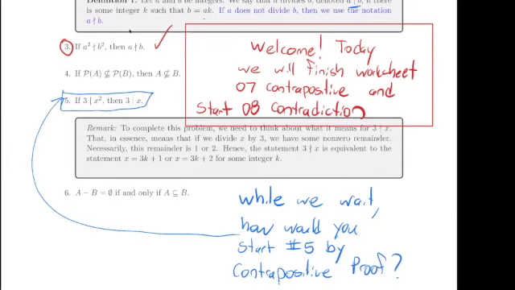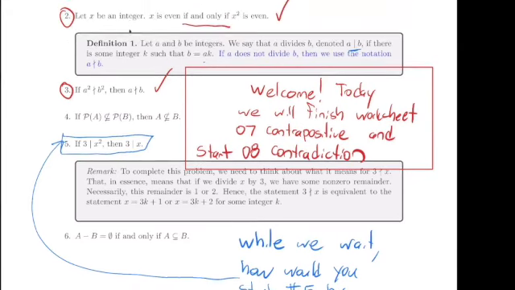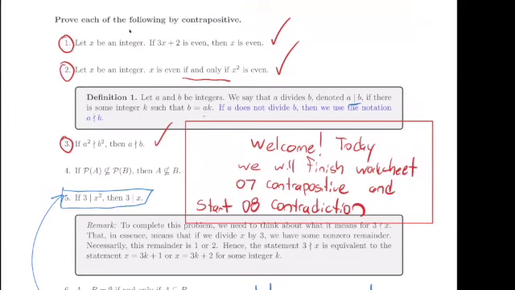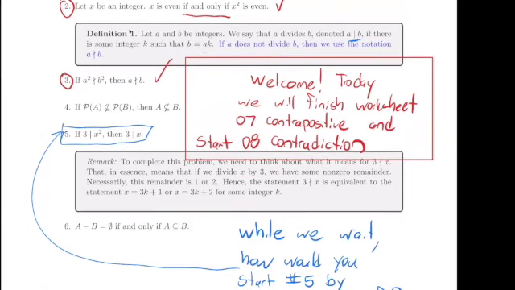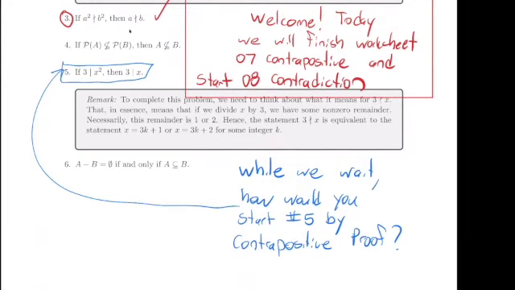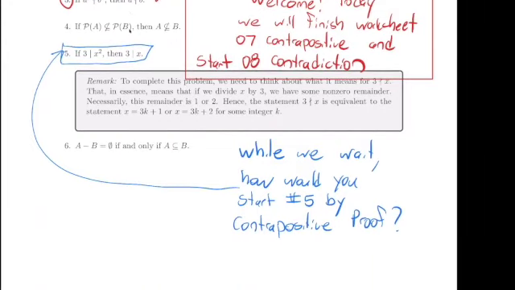at the moment, I'm looking at worksheet 7. So this is the contrapositive proof one. We started this last time, and by my recollection, partly together, partly in groups, we proved the first 3 statements on this worksheet. And I don't think we got to the last 3 statements. So let's pick number 5.